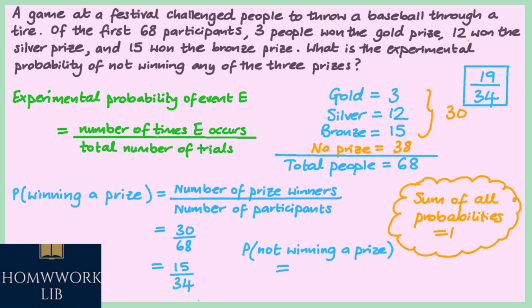And now, using our total probability rule, we would have the probability of not winning a prize is equal to 1 subtract 15 over 34, which is 19 over 34, since we can write 1 as the fraction 34 over 34. And therefore, using either method would give us that the experimental probability of not winning any of the prizes is 19 over 34.